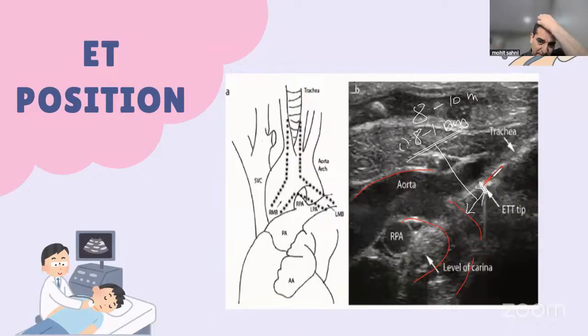If the ET tip distance is less than 0.8, it means it is low, it is more in, and we have to pull it out. If it is more than 1 centimeter or 10 millimeters, it means it is high, and we have to push it in. This is how we calculate the distance of the ET from the aorta and whether the ET tip is in the right position or not.